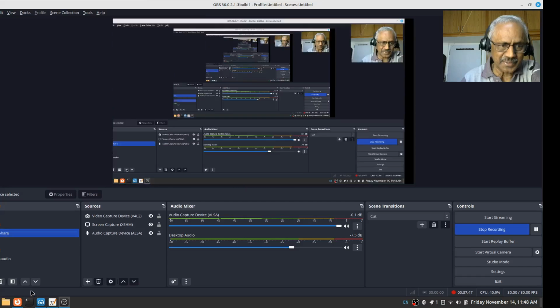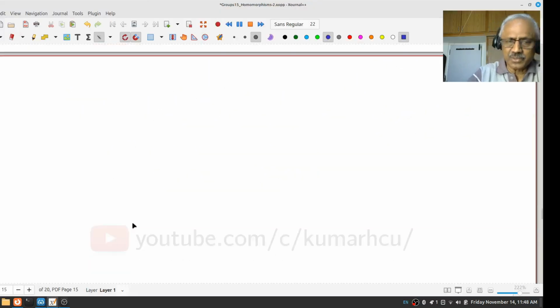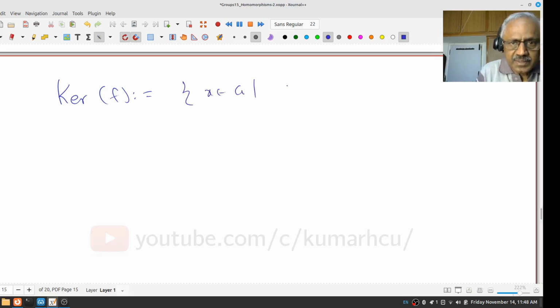So is the converse true? That is what we want to understand. Suppose there exists a non-identity element X such that f of X equals identity. Then I want to understand this phenomenon. So let us look at it carefully. It's best to make use of this word. Define kernel of f to be the set of X in G such that f of X equals E.